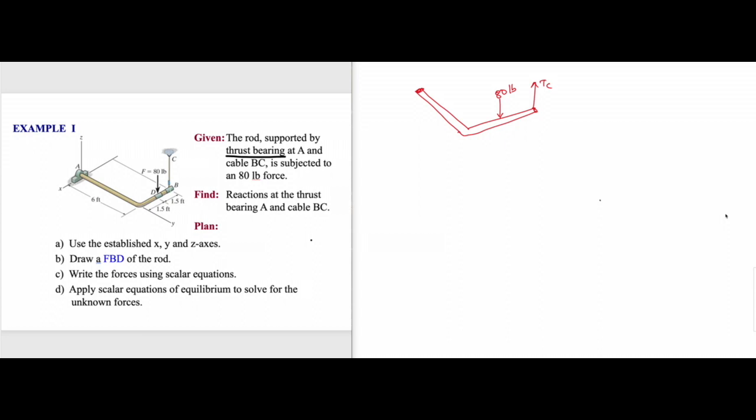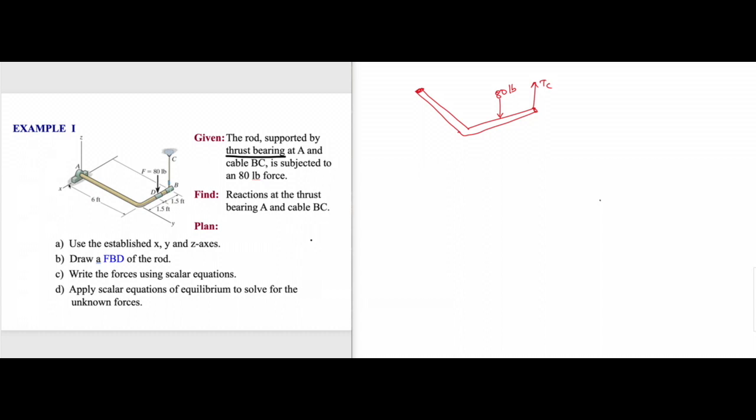So let's deal with this example problem. On the left, we see that there is a bent rod, and on the left, it is supported with a thrust bearing. So thrust bearing means a bearing which would not allow translational motion along the axis of rotation as well.